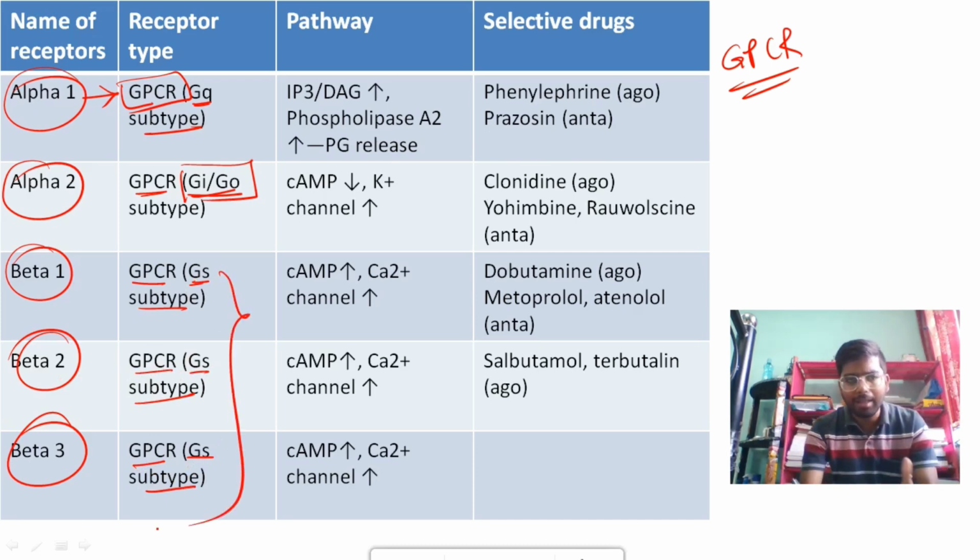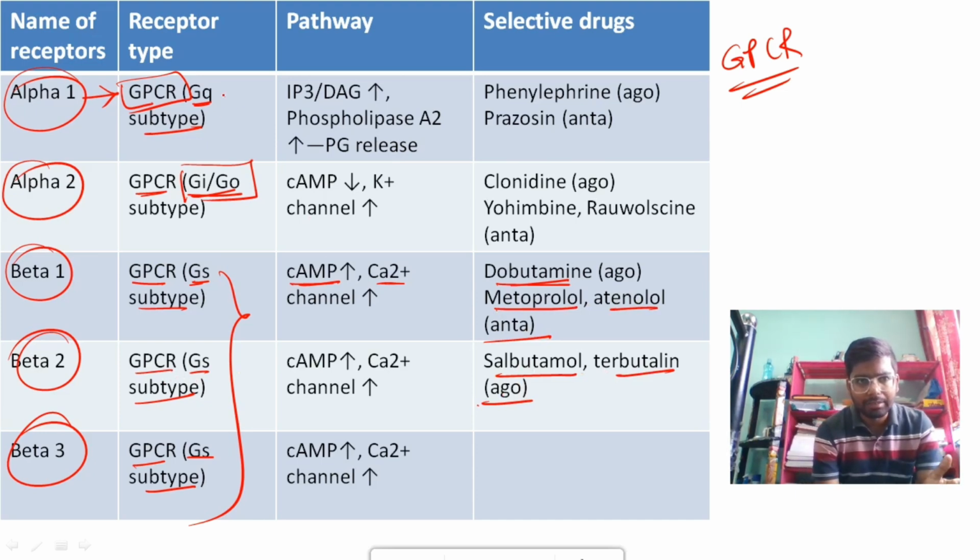The pathway of beta 1, beta 2 and beta 3 receptors after activation is quite common, because they are all Gs type GPCRs, and after activation they produce cAMP, and they can also release calcium from the storage vesicle. The selective beta 1 agonist is dobutamine, selective beta 1 antagonists are metoprolol and atenolol, whereas selective beta 2 agonists are salbutamol and terbutaline. So these are the selective drugs.